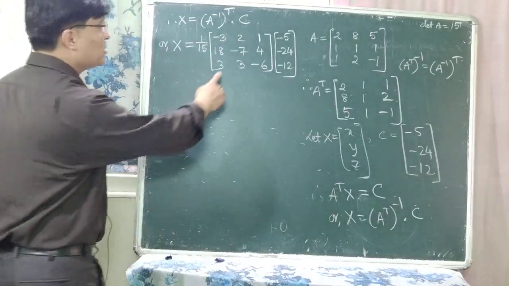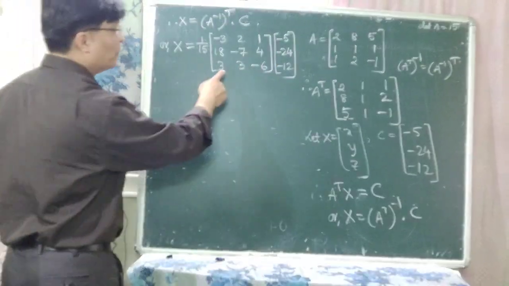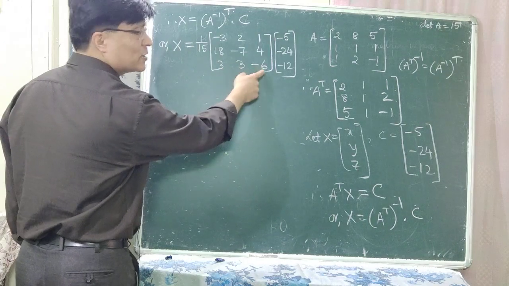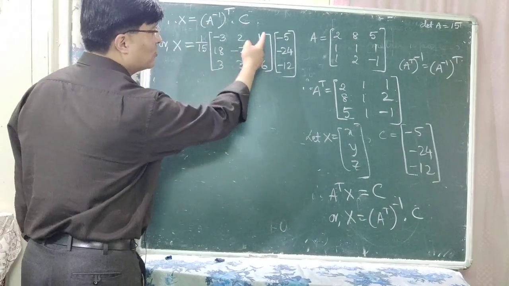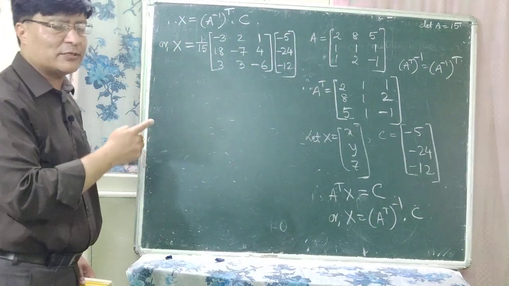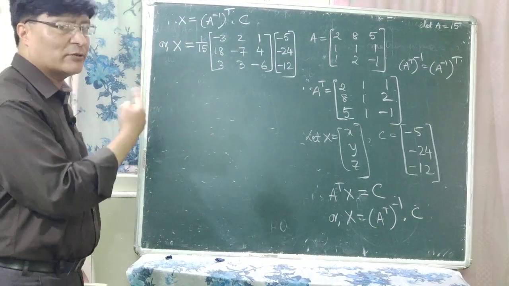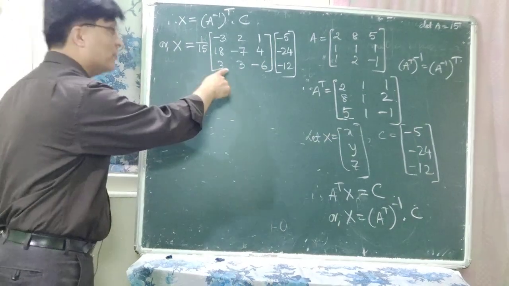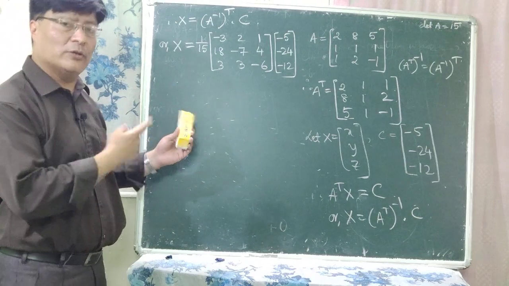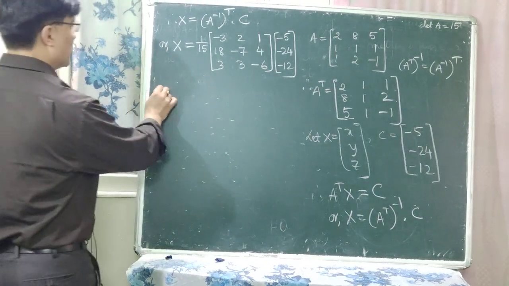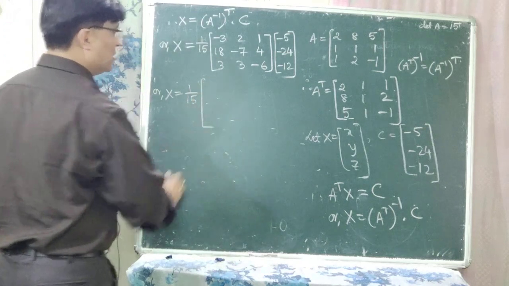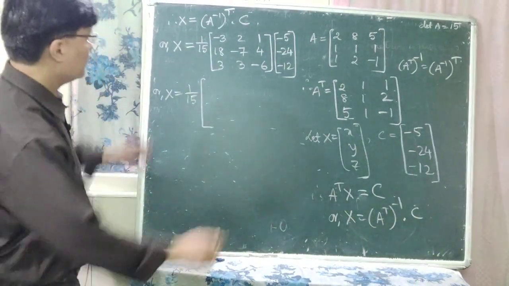Now, can you multiply these two matrices? For the first matrix, you have to check the number of columns: 3 columns are there. For the second matrix, you have to check the number of rows. How many rows are there? 3 rows. That is, the number of columns of the first matrix is equal to the number of rows of the second matrix. That means they are equal, so you can multiply the two matrices. Capital X is equal to 1 upon 15. Now multiply these two matrices.